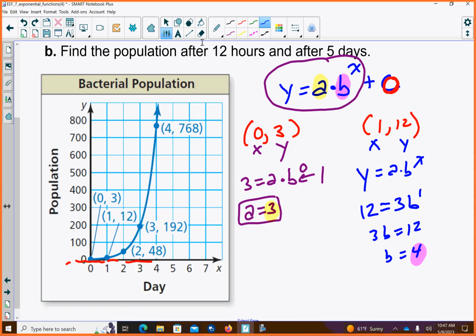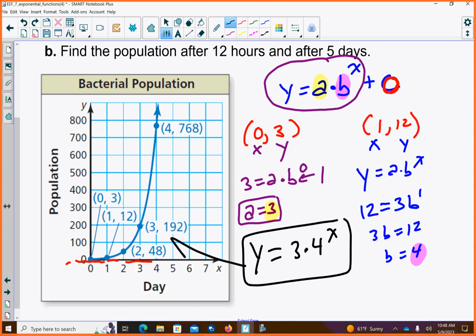So ready? The exponential function that goes along with this. Y equals, what did I say a equals? Times, what did I say b is equal to? 4. And it's raised to the x. This is the exponential function of this. Whoa. I don't know if that's going to be on the test. Actually, what I should do is make 2 of those problems on the test and then everything else. And I'll say, do you want to just do 2 problems like this or do you want the whole test?